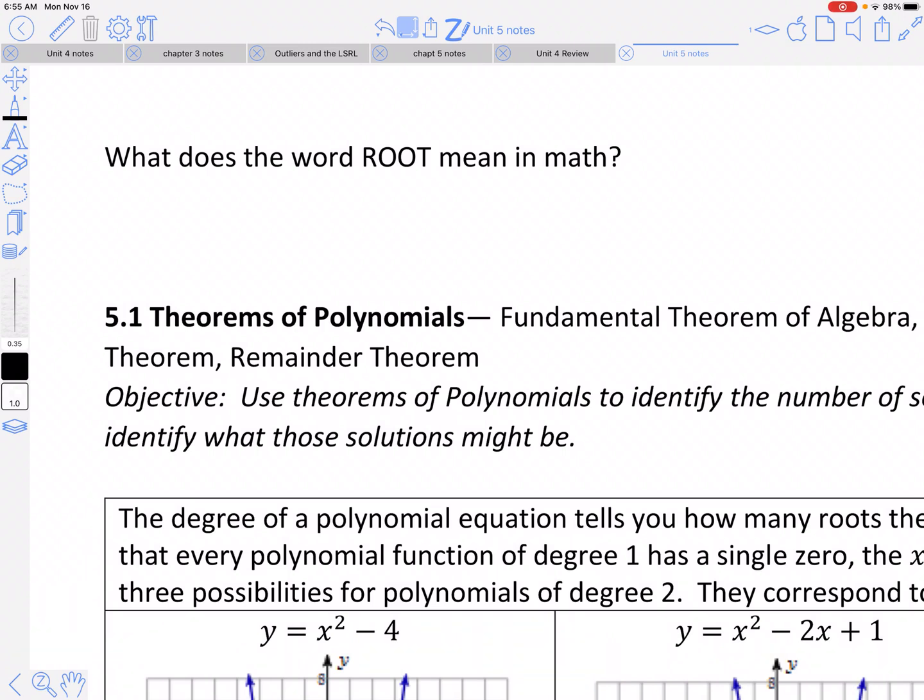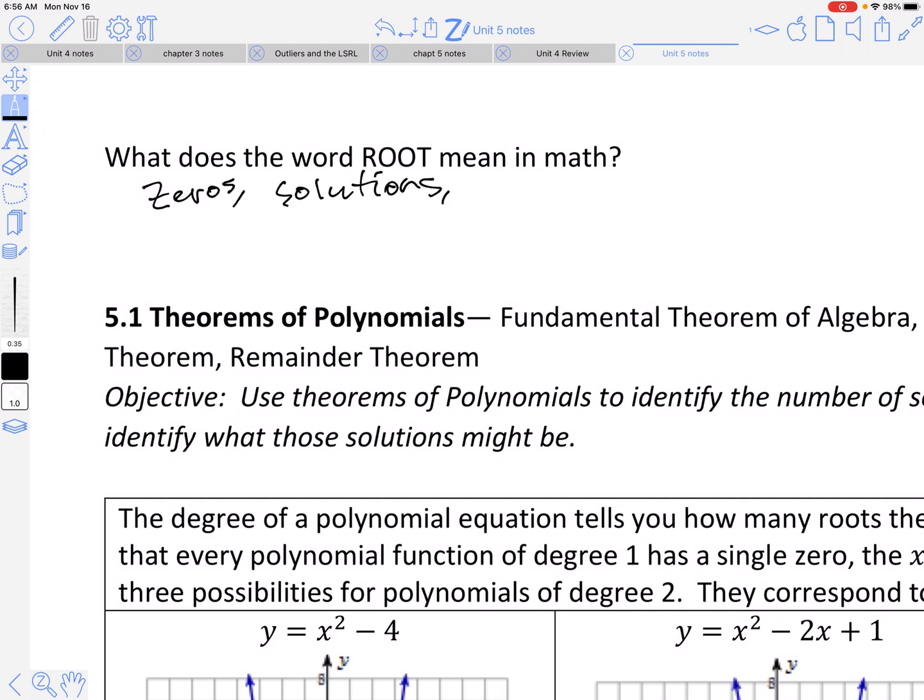Alright, this is Unit 5, 5.1, Theorems of Polynomials. So before we get into it too much, I want you to think, what does the word root mean in math? And write down an answer right there. So pause this, write down an answer what you think root means. Okay, so other words for root: zeros, solutions.